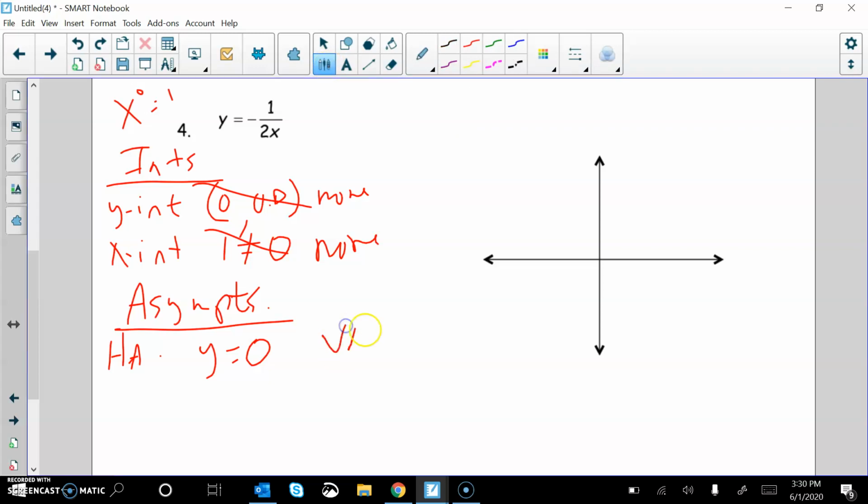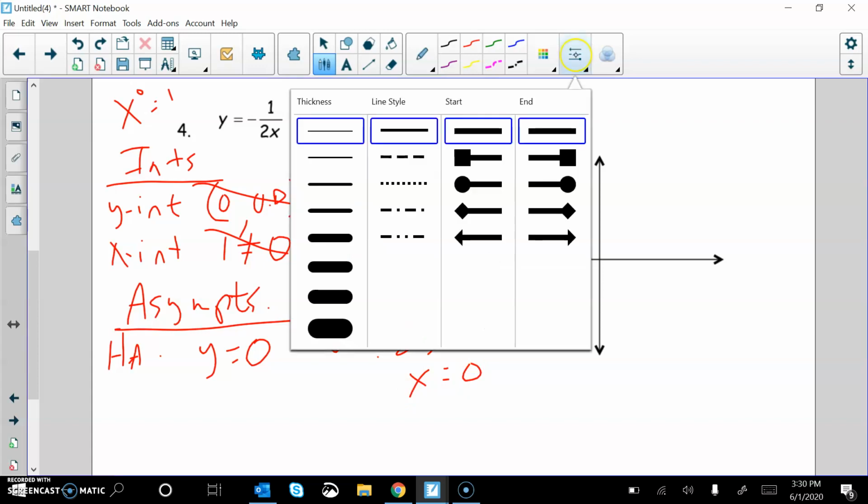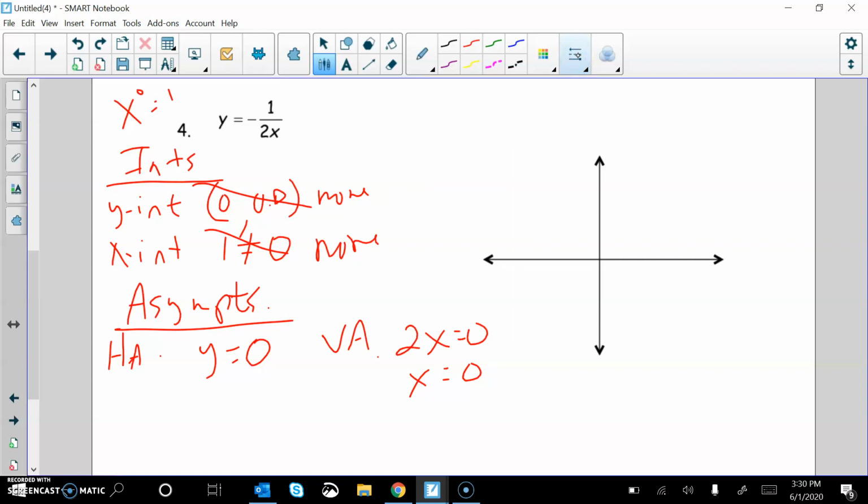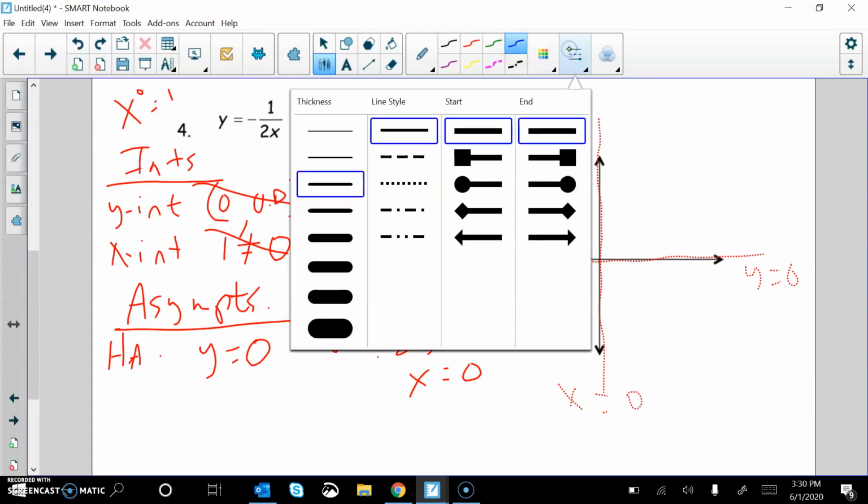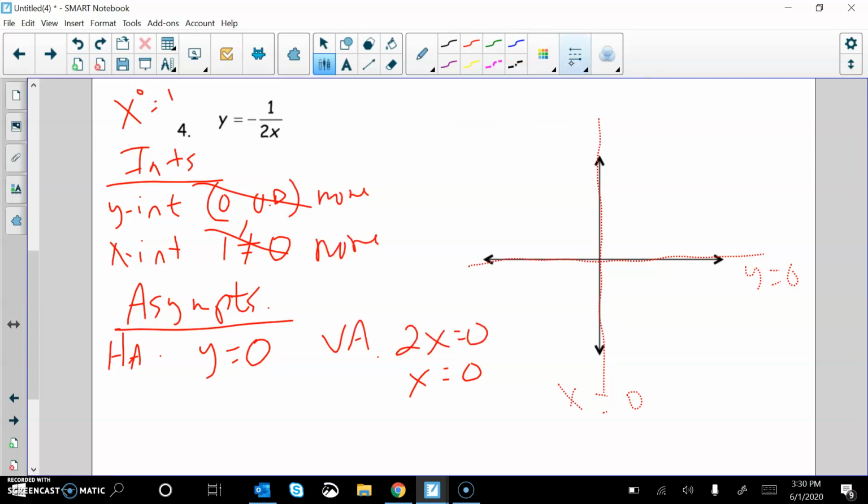Vertical asymptote. Take your denominator, set it equal to 0. So it occurs when x is 0, so that line is the vertical asymptote. So y equal to 0 is your horizontal asymptote. X equal to 0 is your vertical asymptote. And other than that, there are no intercepts.